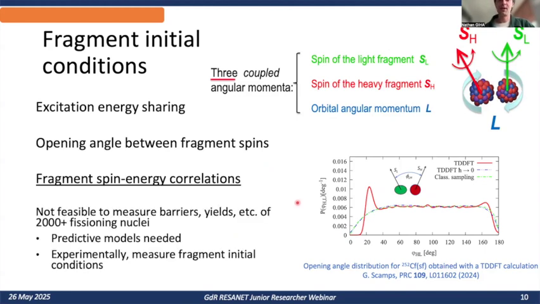And of course, it's not really feasible to measure all of these barriers and yields and things for all of the nuclei that might contribute to the r process, for example. So you need to make a model that you're confident can reproduce things at some extremes that maybe we can't always access in the lab. And that means measuring these quantities of the fragments so that we can test the models.